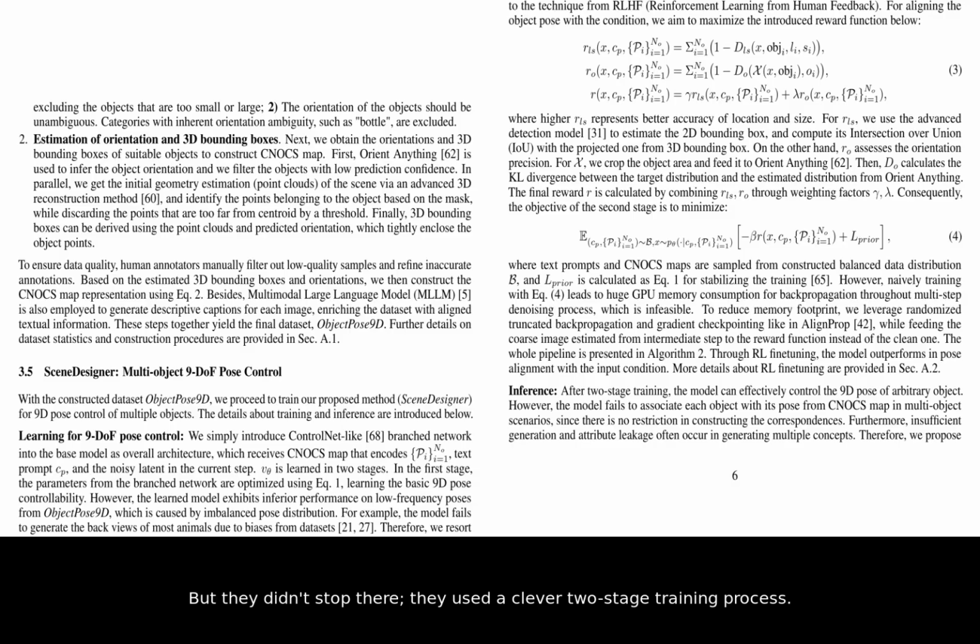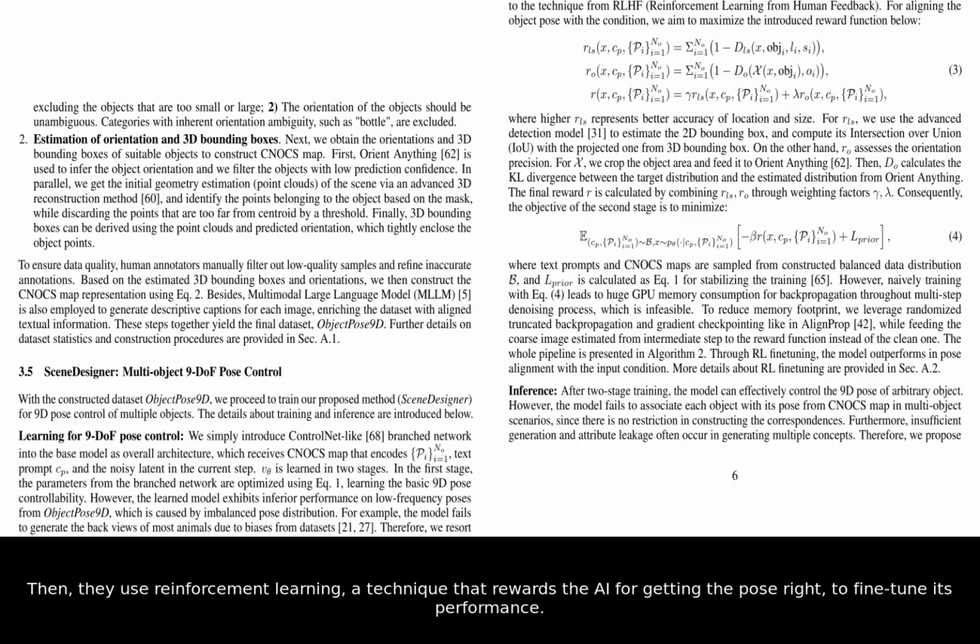But they didn't stop there. They used a clever two-stage training process. First, the AI learns the basics of placing objects. Then, they use reinforcement learning, a technique that rewards the AI for getting the pose right, to fine-tune its performance. This helps it get much better at generating less common poses, like the back view of an animal, which AI often struggles with.